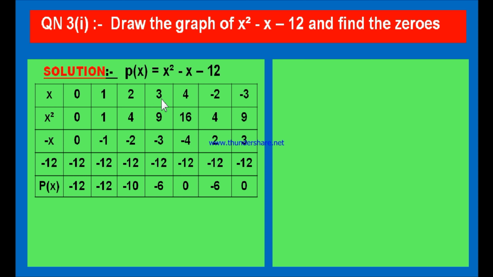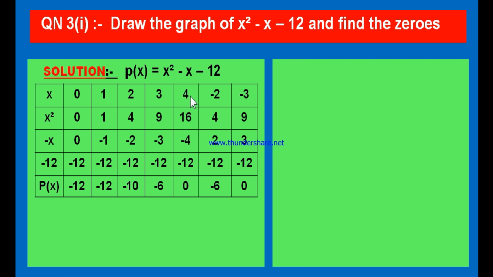And take x is equal to 3. Then x square, 3 square, 3 into 3, 3 3s are 9. Minus x means minus 3. And this is minus 12. Now add these two negative values. Minus 3 minus 12 is minus 15. Minus 15 plus 9 is minus 6. Therefore, the fourth point on the given curve is (3, minus 6).